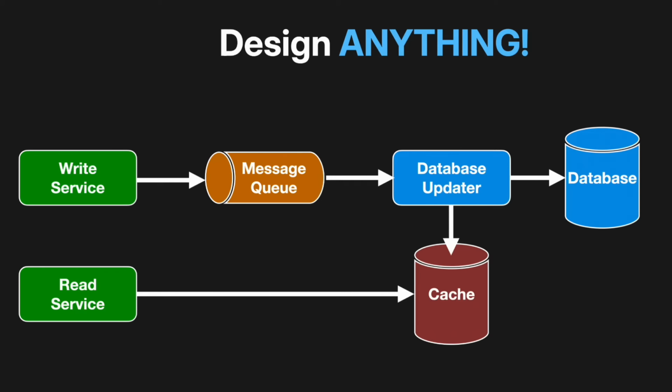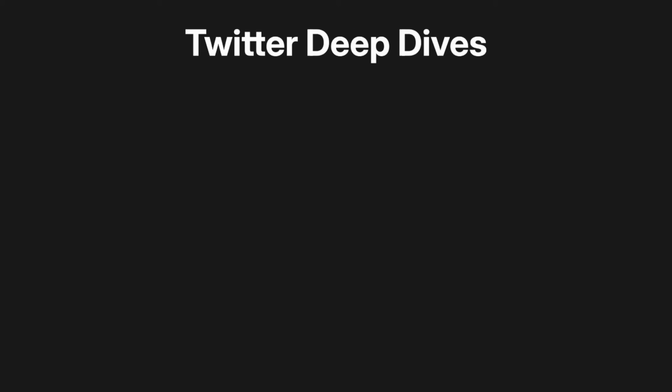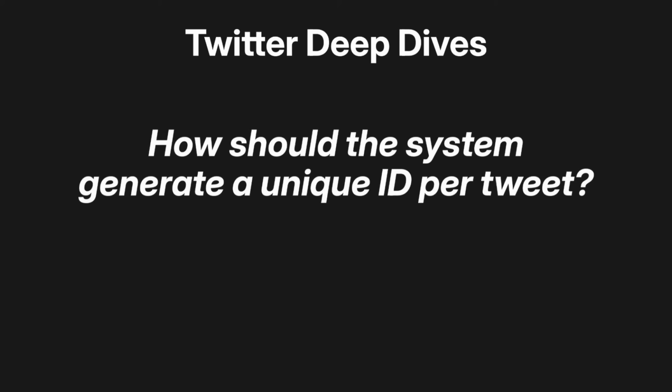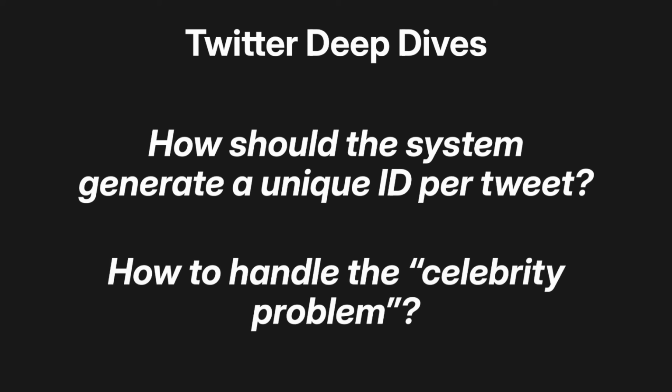However, there are a lot more deep dive questions you will want to address, such as, how should the system generate a unique ID for each tweet? And how do we handle the celebrity problem, where an account with a large number of followers posts a tweet and potentially causes a surge in traffic?